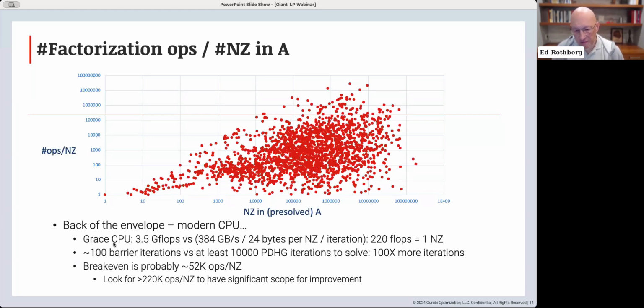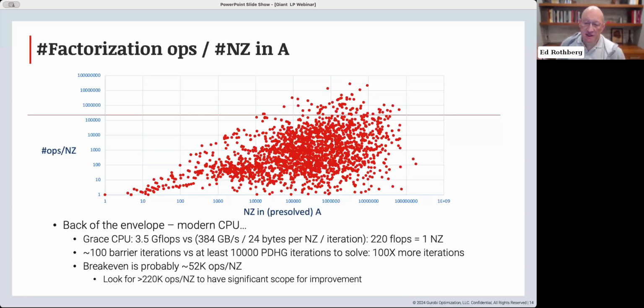And if you go through the computation, which again I'm not going to go through, basically what it tells you is that in order for PDHG to have significant scope to do better than barrier, we would need to be above this line. And you can see that there are quite a few points above this line, but the majority of points are actually below this line. So among the models in our test set, most of them probably aren't going to see a benefit from an approach like PDHG, but some definitely are.